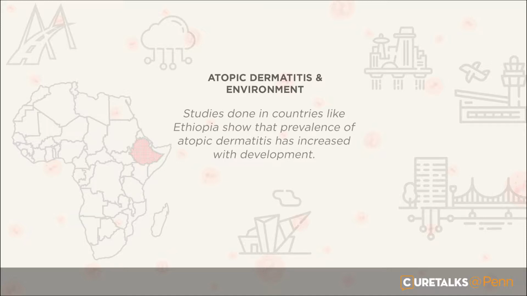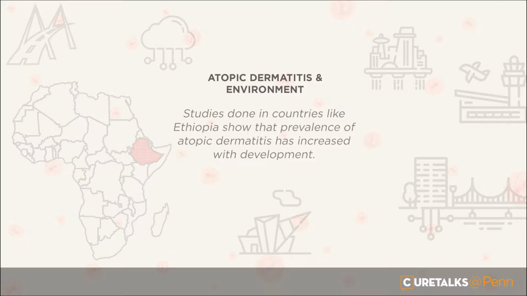Could it also be that patients who live in more metropolitan areas are less exposed to a number of antigens that they would get exposed to if they lived in more rural areas? We don't really know how to best explain that relationship, and certainly future studies need to address that. But there certainly is an environmental component to atopic dermatitis, and we can see that in, for example, studies that have been done in countries that have been less developed in the past and now are being more developed, such as Ethiopia, where the prevalence of atopic dermatitis has also increased through time.